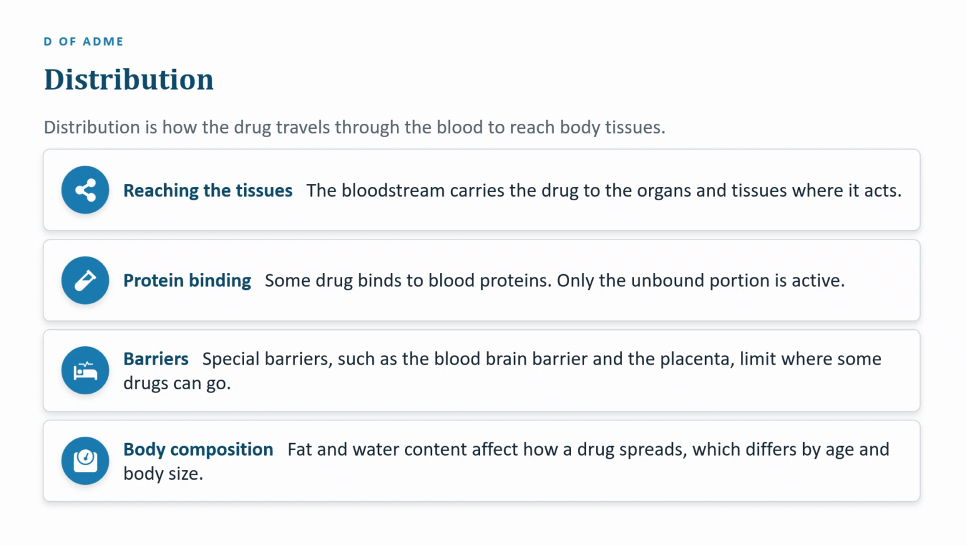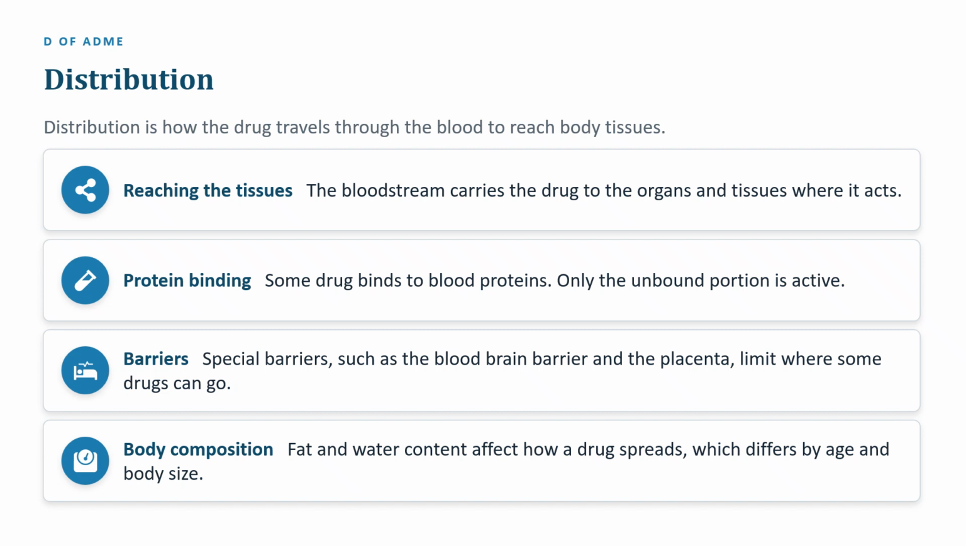The second stage is distribution, or the letter D. Once a drug is absorbed into the bloodstream, distribution is how it travels through the blood to reach the tissues and organs where it needs to act. Think of the bloodstream as the delivery network carrying the drug to its destinations. There are four ideas worth knowing here.